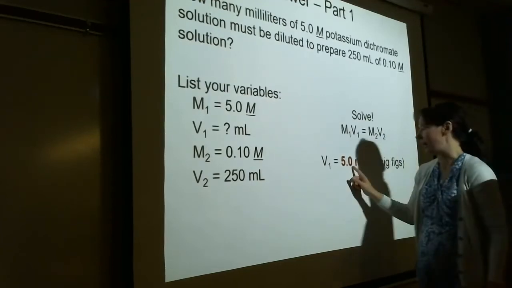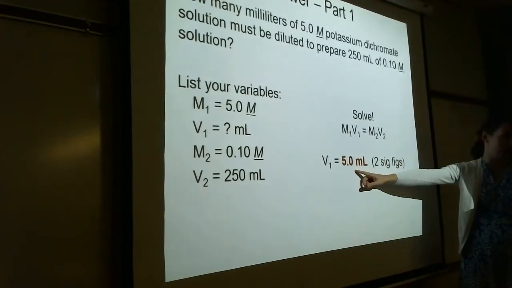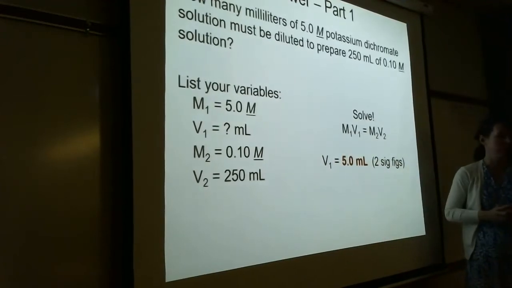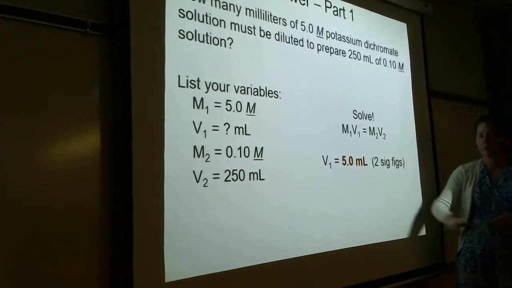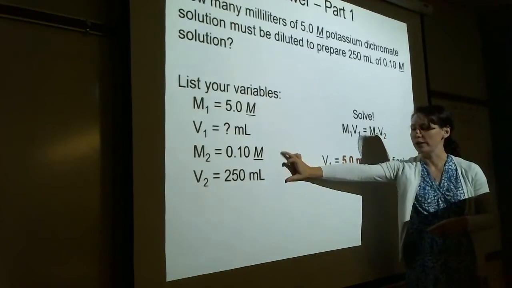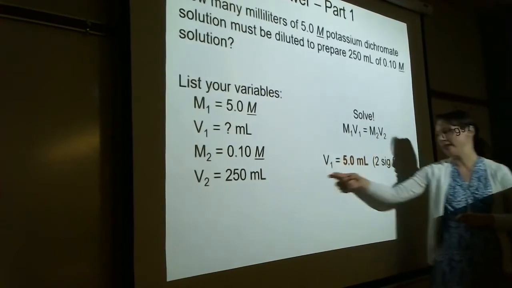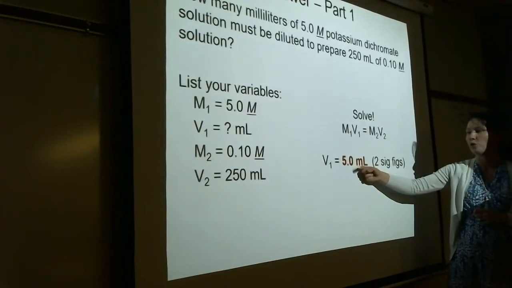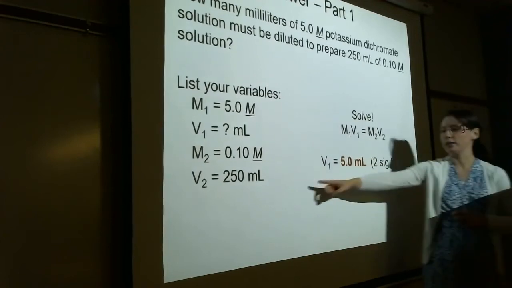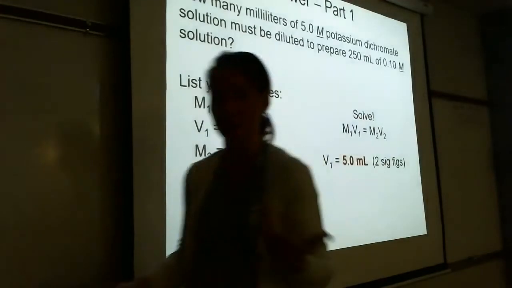So now part 2 asks, how much water am I going to add to this 5 mils? How would you figure that out? You look at the what? I want my final solution to have a volume of 250 mils, right? If I take out a 5 milliliter sample of the concentrated solution, how much water do I need to add to it to get the total volume up to 250? 245, right? So that's part 2.